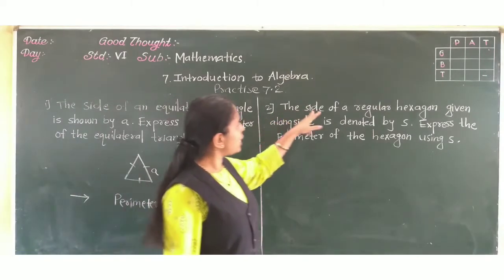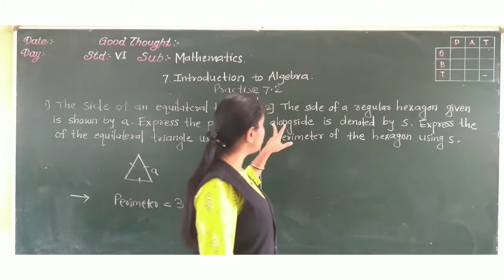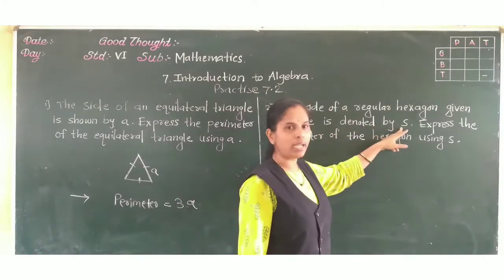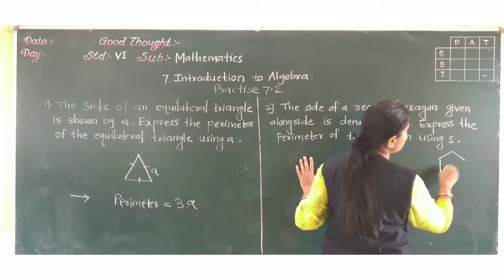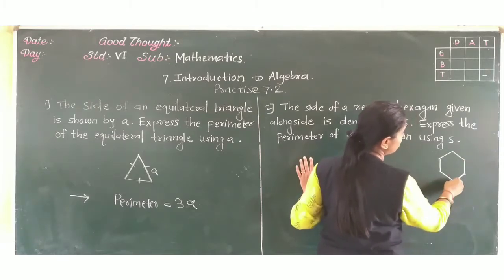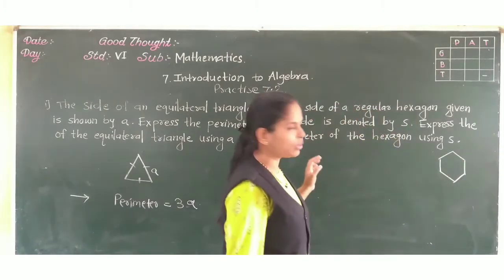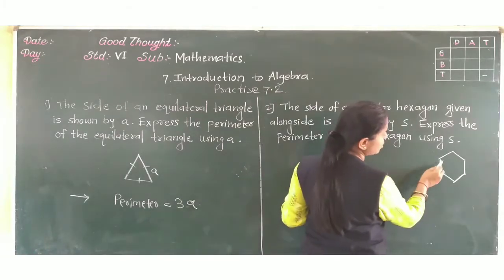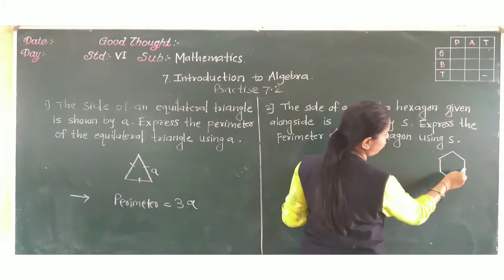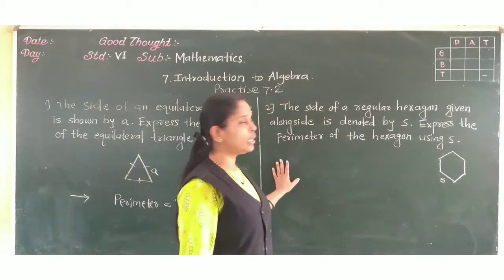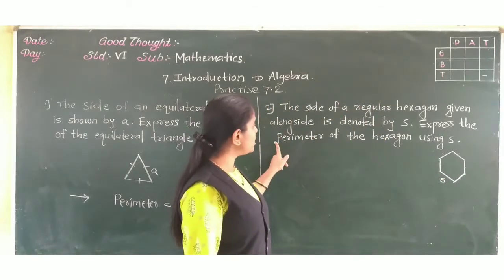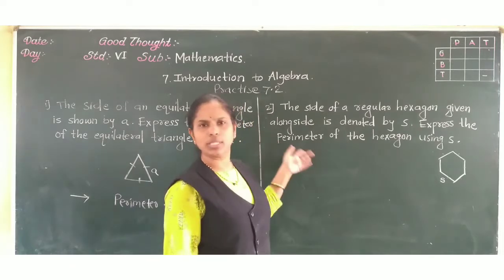Next, second one. The side of a regular hexagon given alongside is denoted by S. Hexagon, how many sides does it have? Does it have 6 sides? Okay. The hexagon has 6 sides. 1, 2, 3, 4, 5, 6. And each side is denoted by S. Express the perimeter of the hexagon using S.